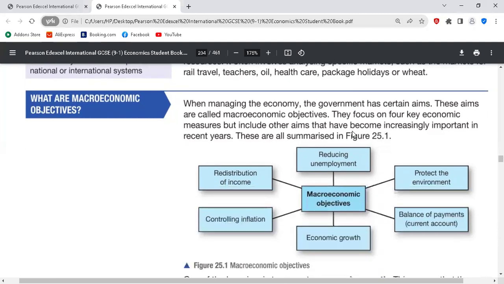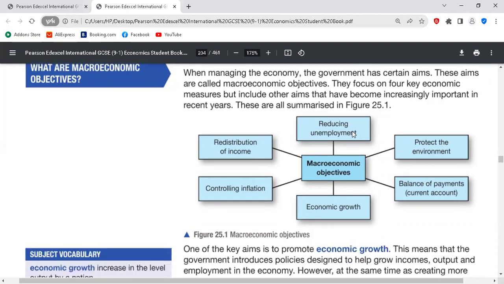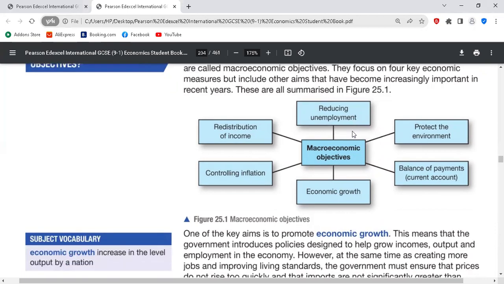So go down. What are macroeconomic objectives? We're talking about government macroeconomic objectives. When managing the economy, the government has certain aims. These aims are called macroeconomic objectives. They focus on 4 key economic measures, but include other aims that have become increasingly important in recent years. What are those government economic objectives? 1, reducing unemployment, protect the environment, balance of payments, economic growth, controlling inflation, redistribution of income.